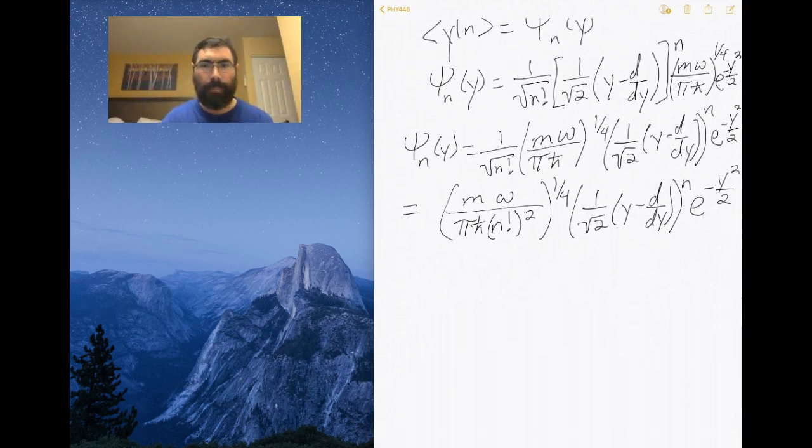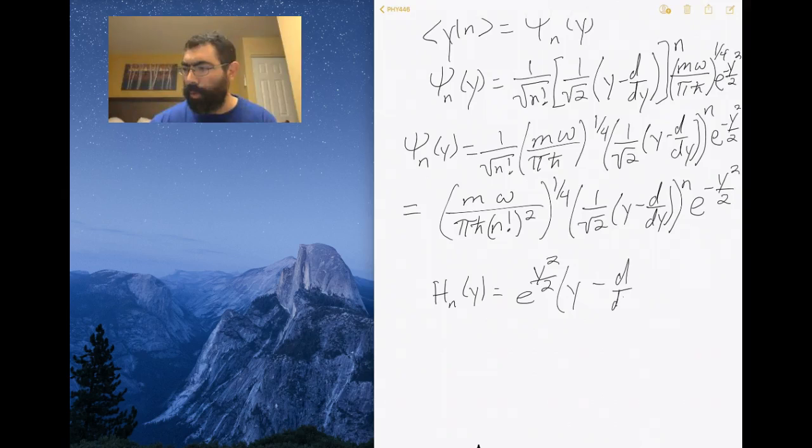So the Hermite polynomials have a recursion relation where the Hermite polynomial for the index n is e to the y squared over 2 times y minus the derivative, d dy, to the n power, e to the minus y squared over 2, which is what we got with the Schrodinger equation.